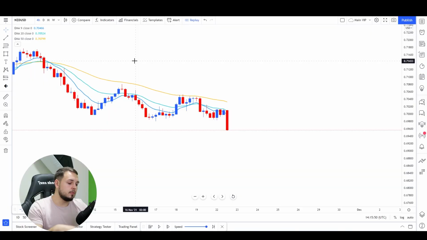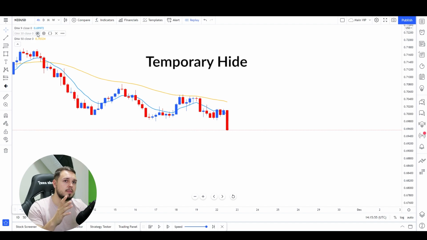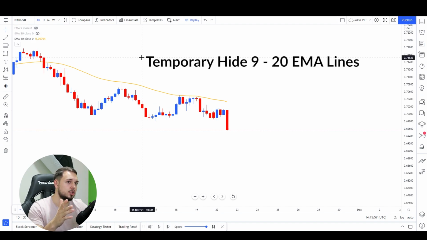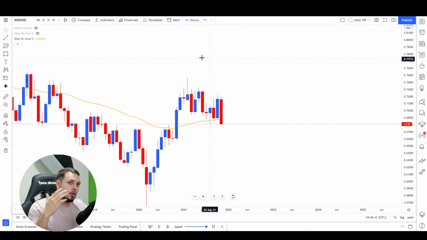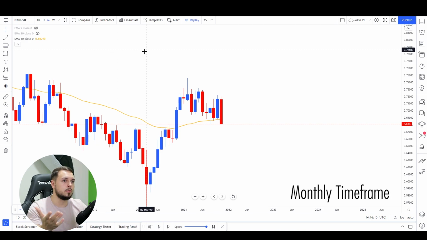Now the best way to trade exponential moving averages is to find an actual trend. To not confuse you and to find the trend properly, we need to hide the 20 and 9 exponential moving averages and keep only the 50 running. The 50 will be our trend direction line. Now head over to the monthly time frame and see what's going on.